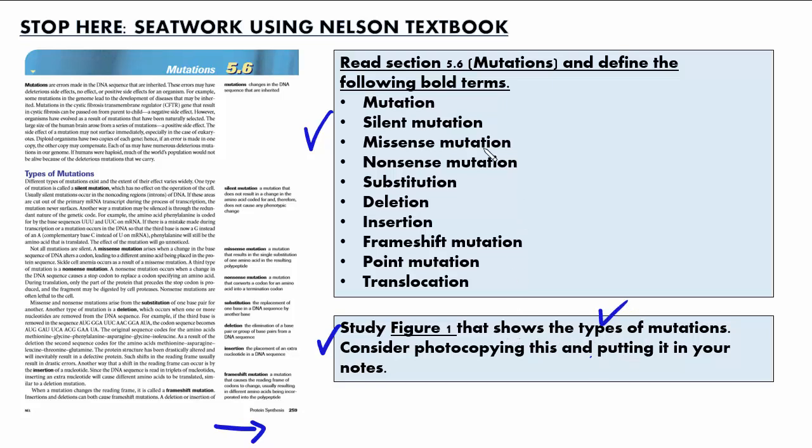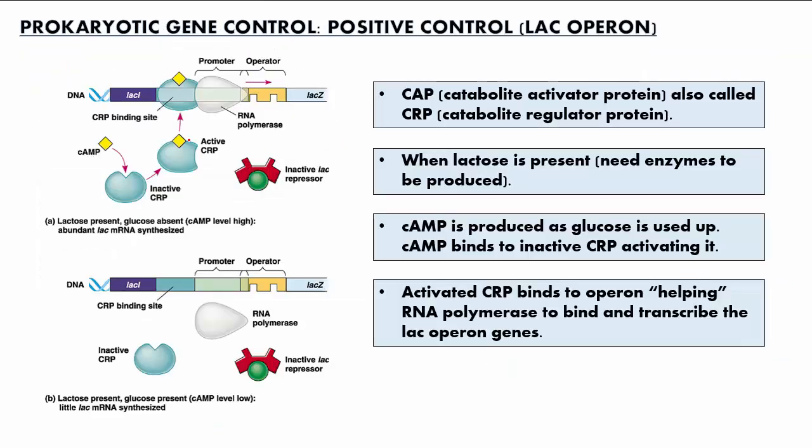I want you to study that figure after you've defined these and consider photocopying it and putting it in your notes, so that you've got a good reference, and we can move on with all these definitions and that figure, and of course any of the previous figures I've given you. You're going to need the Lac Operon, the Trp Operon, and I really want to suggest that you find a nice image to show you this positive control with the cap or the CRP.